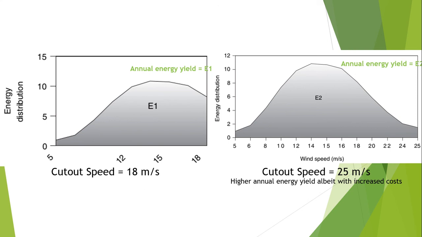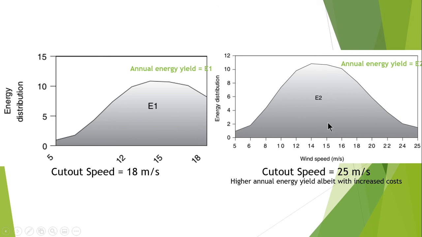So this is an exemplary chart of different cutout speeds, and the first one is that the cutout speed is defined at 18 meters per second, and its energy curve is around over here. Let's say it is 10, and this is the cutout speed when it is defined at 25 meters per second. So basically, when we are increasing the cutout speed limit from a lower limit to a higher limit, the area under the curve is increasing. So the overall energy yield at the lower cutout speed is less as compared to the annual energy yield that is defined as E2, the area under the curve, that is represented by E2.